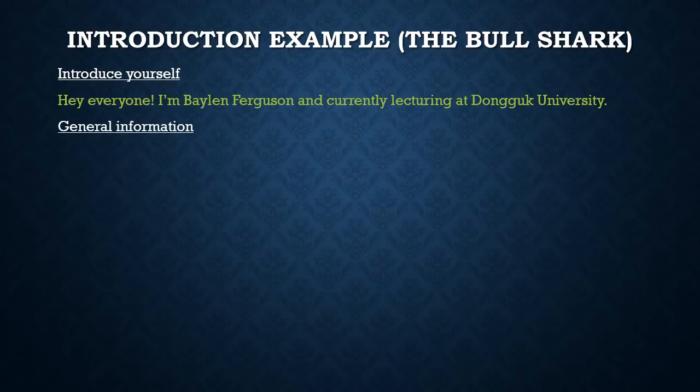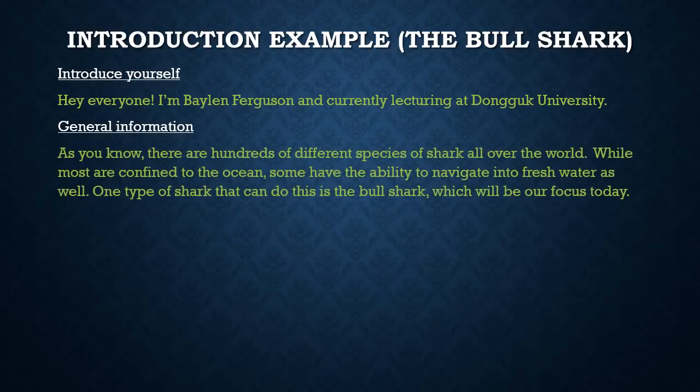Now, once you go on from that, you're going to give general information, right? So the bull shark, obviously being a shark, sharks would be a good general information about it, right? So that's how I would start it. So, for example, as you know, there are hundreds of different species of shark all over the world.